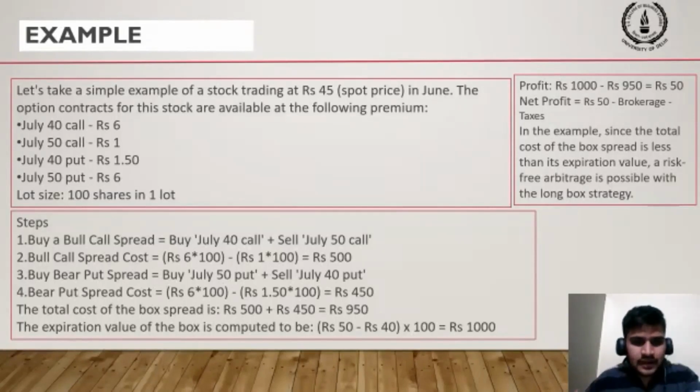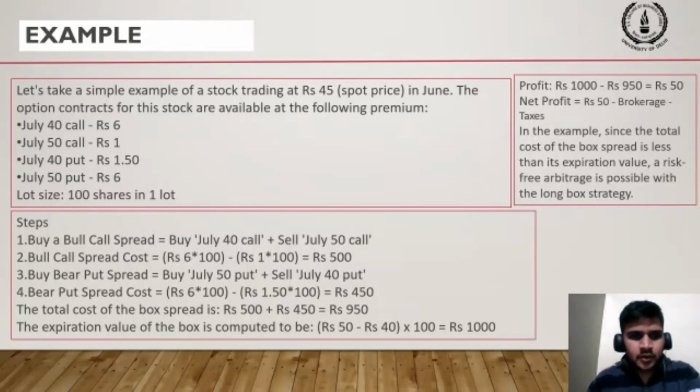We must also note that the expiration value of the box will be computed to be 50 minus 40 into 100, that is rupees 1000. So we have gained a profit of rupees 1000 minus 950, that was the cost. That comes out to be rupees 50. Now, as I told before, the net profit will be calculated after reducing brokerage and the taxes. So since the total cost of the box spread is less than the expiration value, a risk-free arbitrage is possible with the long box strategy. So we can mitigate the risk fully and still gain profits, but still the profit would be very minimal since the brokerage and taxes will also be applicable on them.